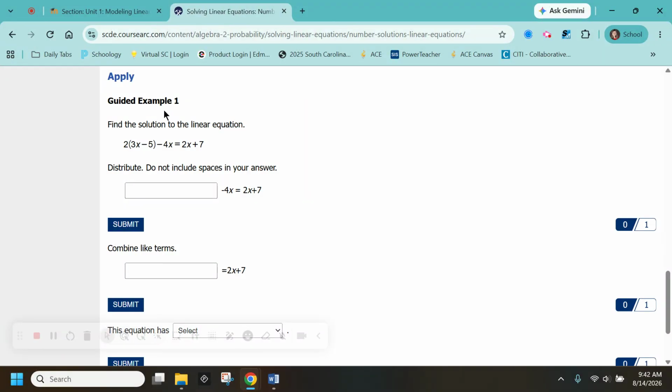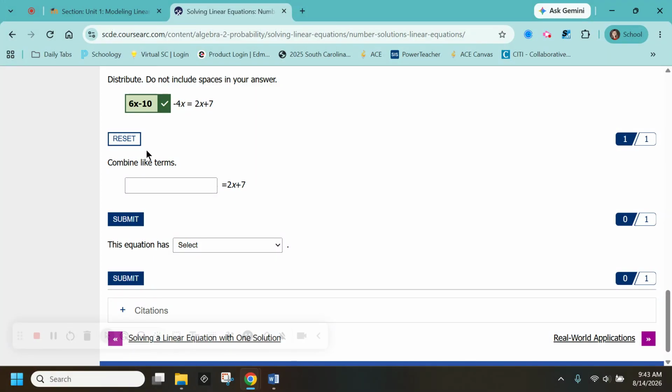So for guided example 1, find the solution to the linear equation. Again, it's not asking you to solve it all in one step. It breaks it down into the different steps for you. So we're going to start by distributing this set of parentheses here. So 2 times 3x gives us 6x. 2 times negative 5 is negative 10. And then they brought down the negative 4x on the right side of the equation for you.